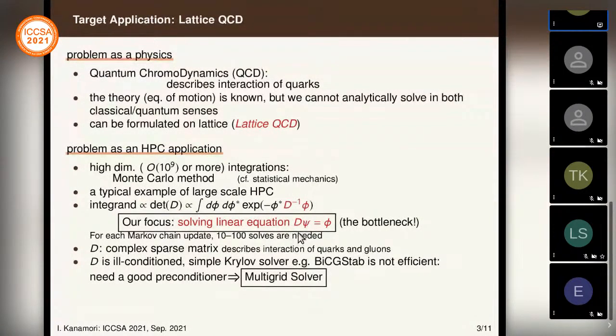That means a simple Krylov solver for the sparse matrix is not very efficient. So then we need a good preconditioner. And multi-grid solver is a very powerful method in this situation.